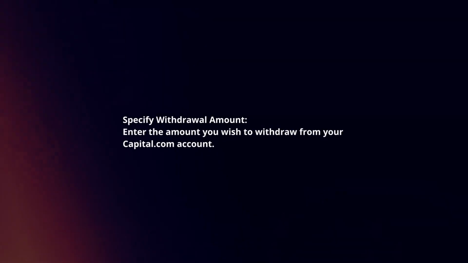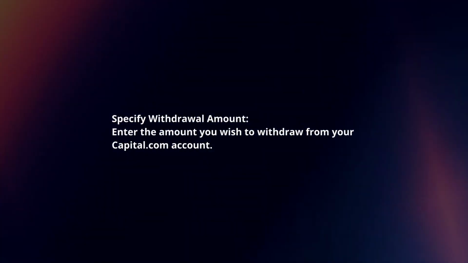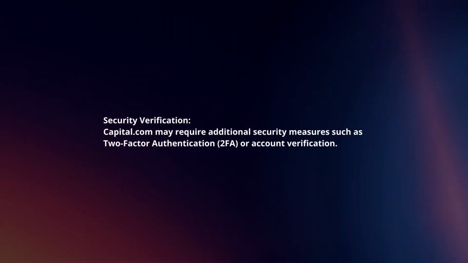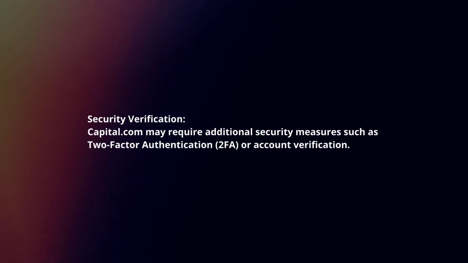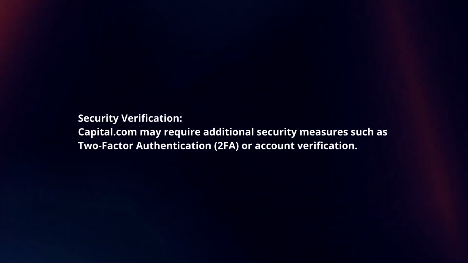Specify withdrawal amount. Enter the amount you wish to withdraw from your Capital.com account. Review and confirm. Double-check all the withdrawal details for accuracy, including the withdrawal amount and destination account. Security verification. Capital.com may require additional security measures such as two-factor authentication or account verification.